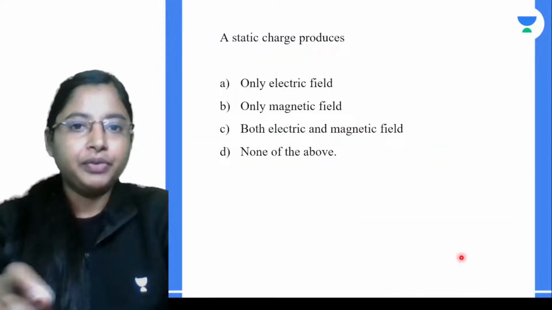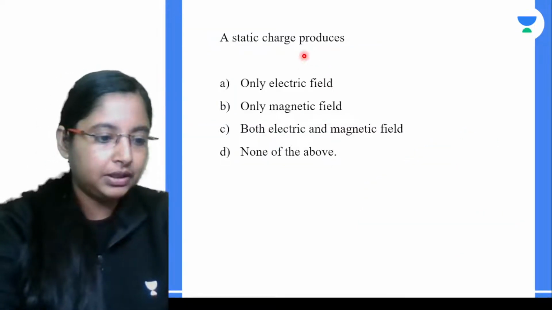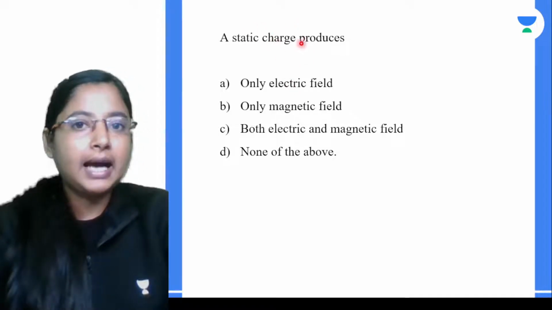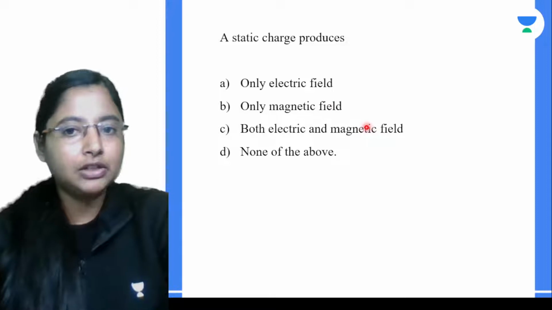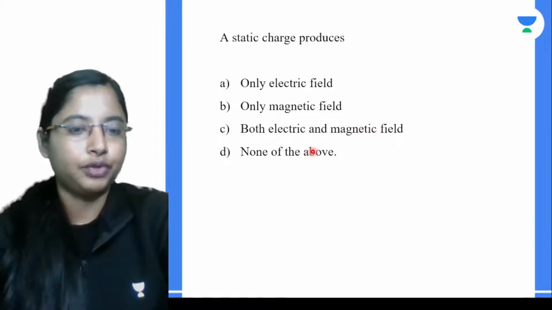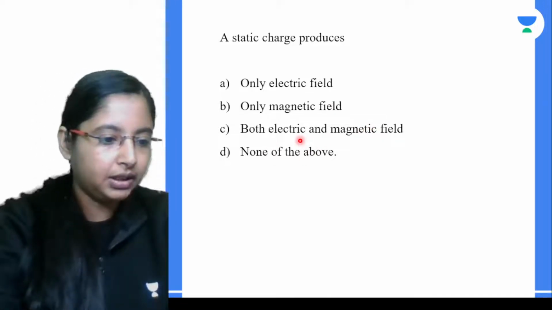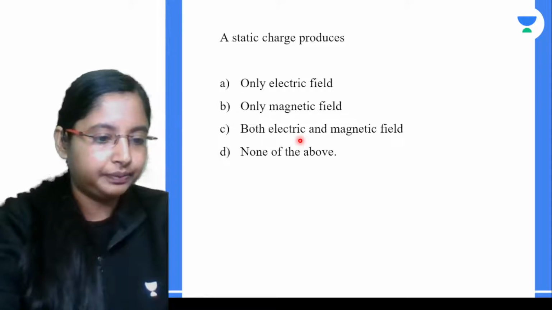Alright, so now the next question. If you know the answer, you can give it in the chat box. A static charge produces what? Only electric field, only magnetic field, both electric and magnetic field, or none of the above? Okay, if you know the answer, you can give it in the chat box.